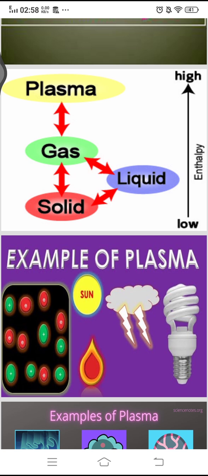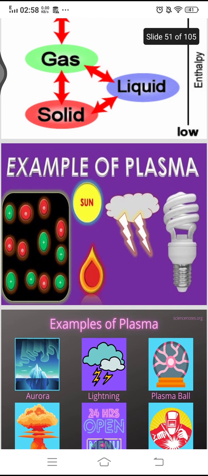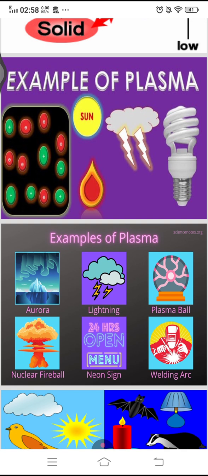In the sun, in the clouds, we can observe that the clouds are made of water, and whenever heat is provided by the sun, it absorbs the heat of the sun and changes into plasma state. From the liquid, from the gas, it changes into plasma. And that plasma we can observe in our daily life, in this bulb. Examples of plasma here: aurora, lightning, plasma ball, a nuclear fireball, neon sign, or welding arc.